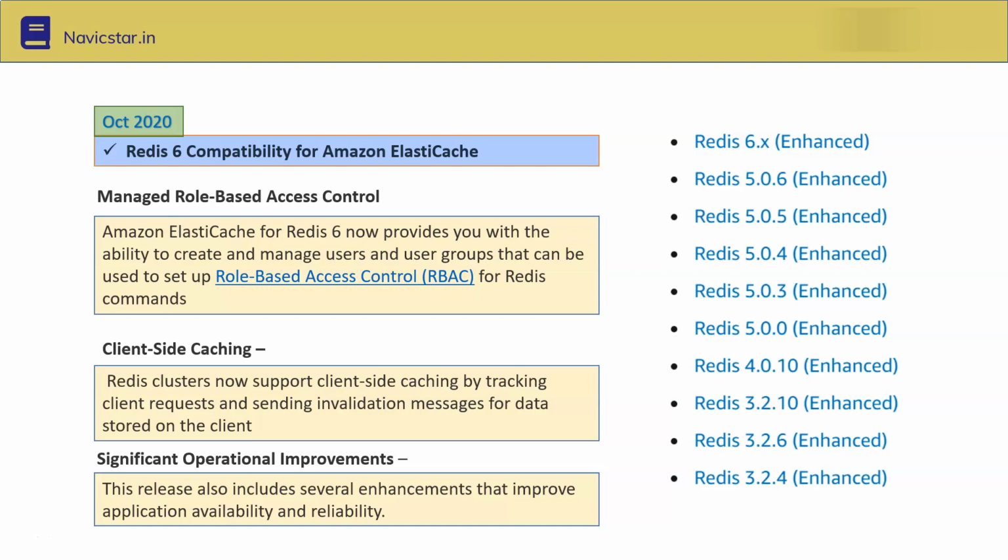Next thing which is available now is client-side caching. So Redis cluster now supports client-side caching by tracking client requests and sending invalidation messages for the data stored on the client. Server-side caching was there, and now we have client-side caching also enabled for Redis 6.